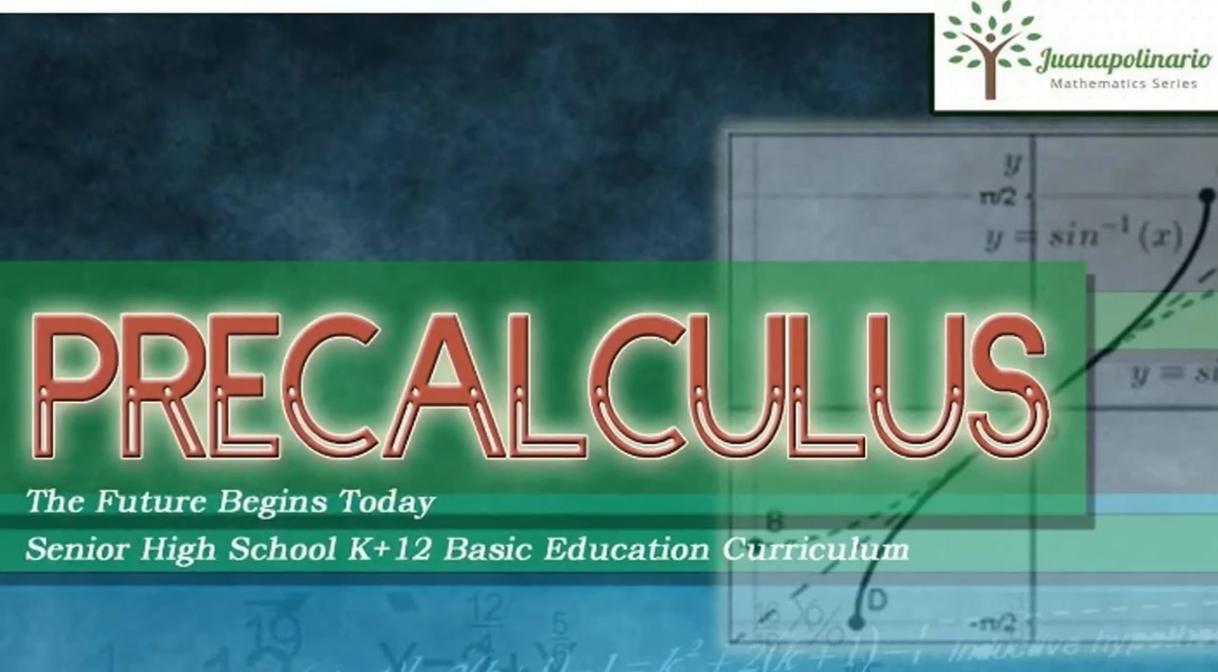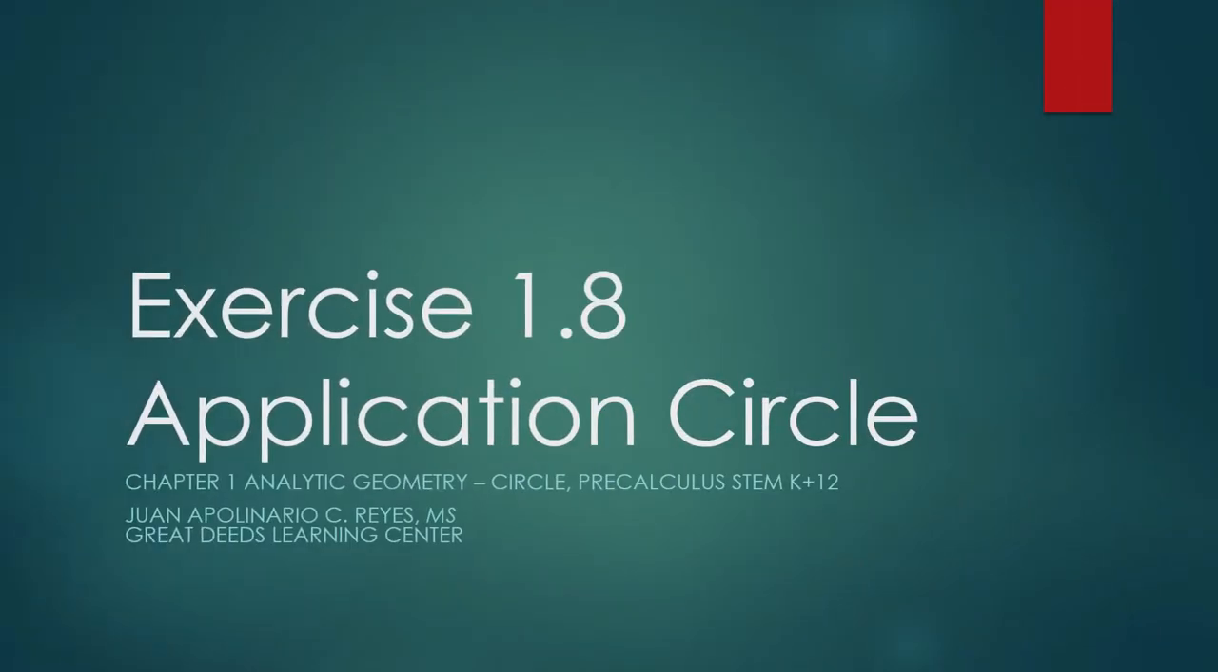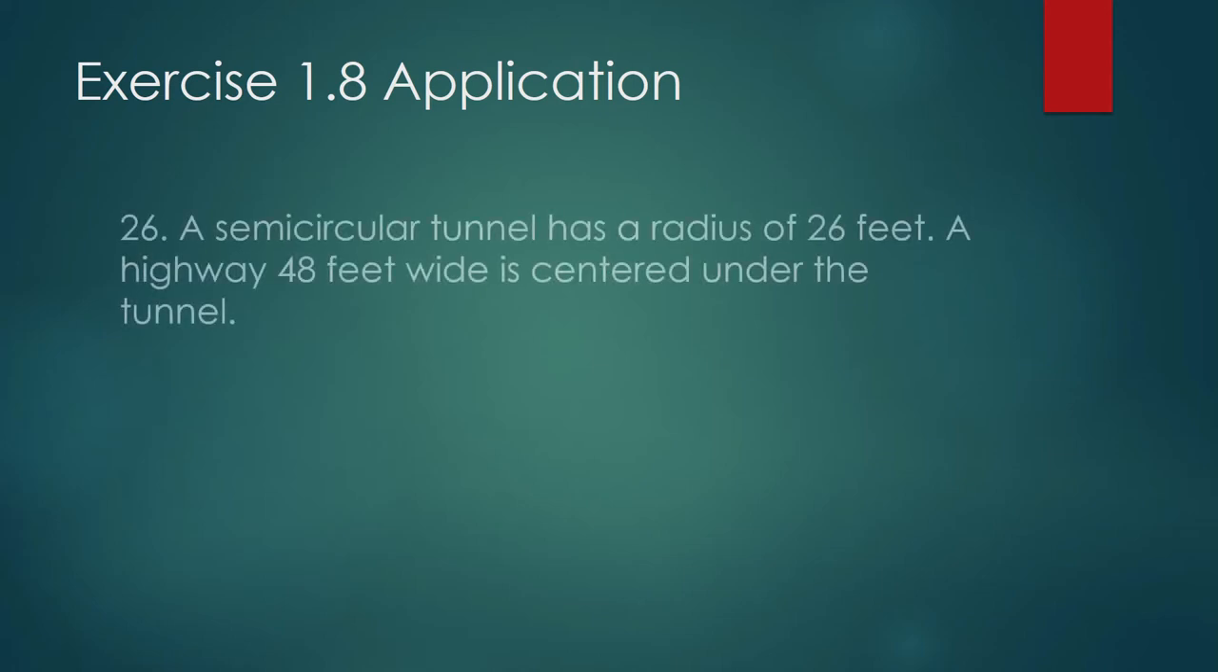We are still with circles, and in this video we shall solve one word problem. Exercise 1.8, application of circles. So this is a problem which is numbered as exercise 1.8, number 26. A semicircular tunnel has a radius of 26 feet.